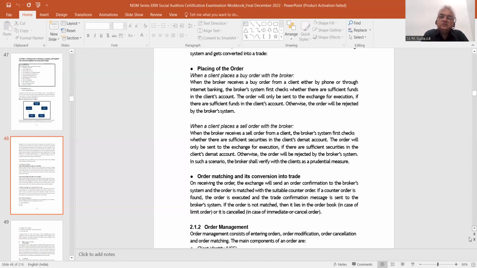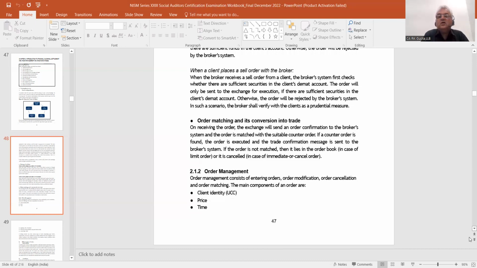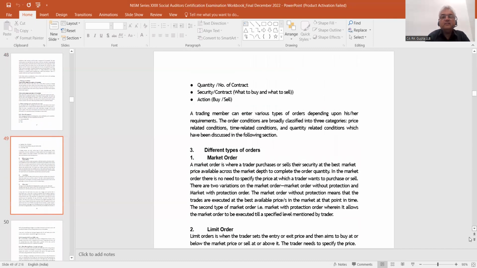So there could be a situation that you wait till a certain time or till a certain price, or you either execute it immediately or you cancel it. So depending upon those instructions, it may keep lying in the order book. Next is the order management. The order management consists of entering orders, order modification, order cancellation, and order matching. So the main components of an order are: first is the client identity, second is the price, then the time, then quantity or number of contracts, security or contract, what to buy and what to sell, then the action, whether you want to buy or sell. So these are the things which you have to specify.